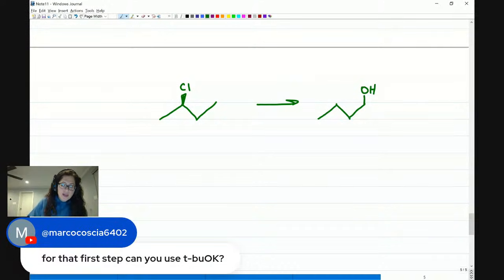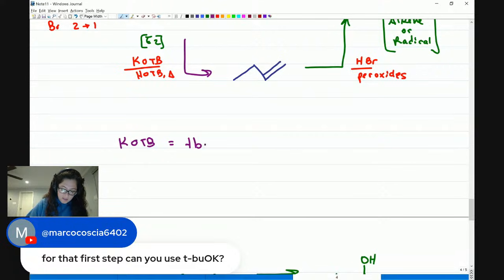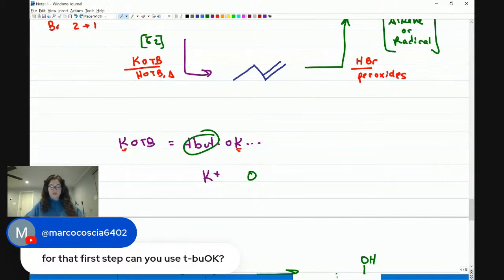Question, for the first step, can you use t-BuOK? Yes. So let me show you what I have here. KOtBu, t-BuOK, is whatever you want to call it. What am I looking at? It's a K plus positive spectator. That's this one. And then the counter ion is an oxygen bound to a tert-butyl group. So TB, tert-butyl. Professors will write it different ways.